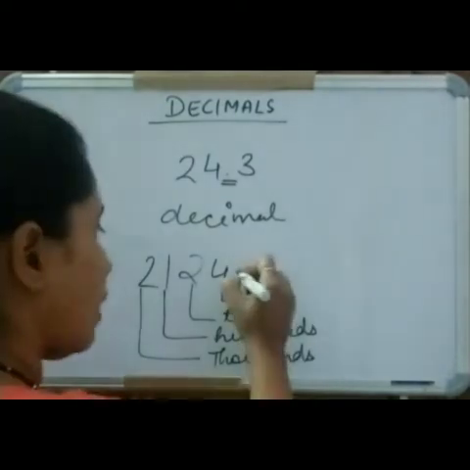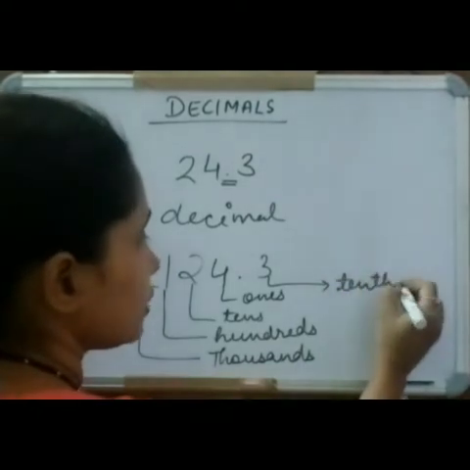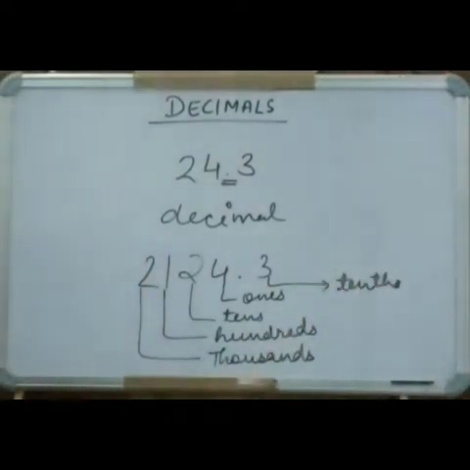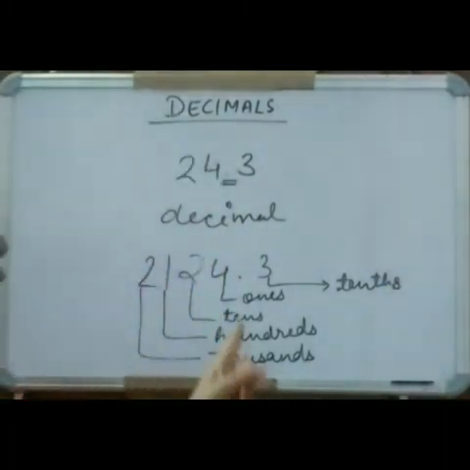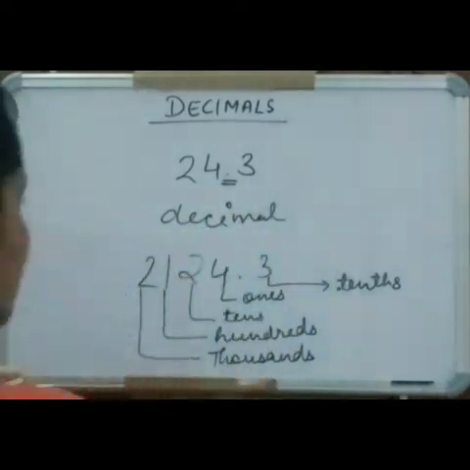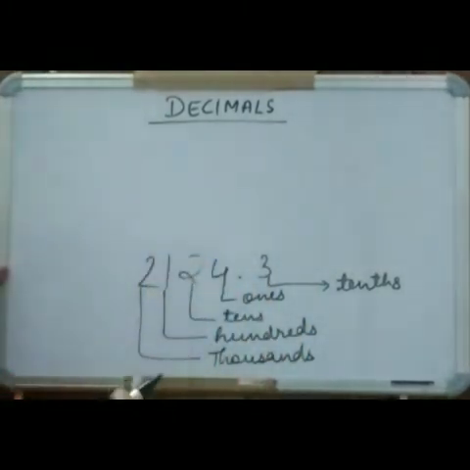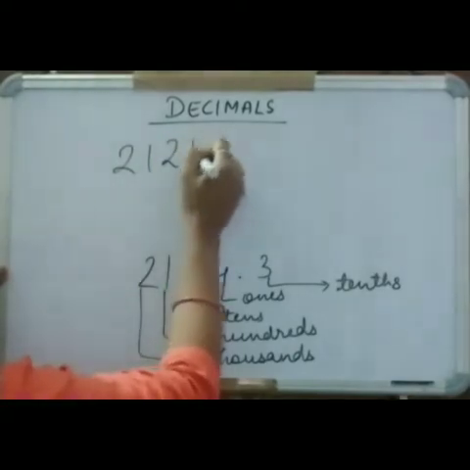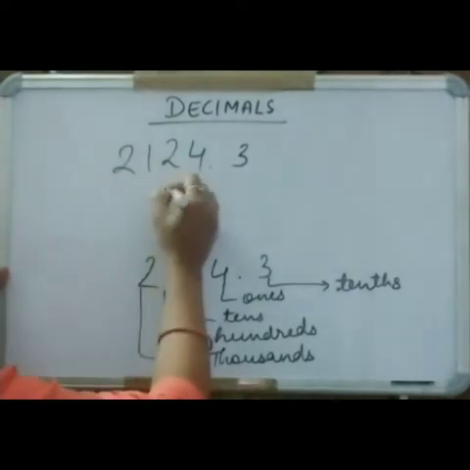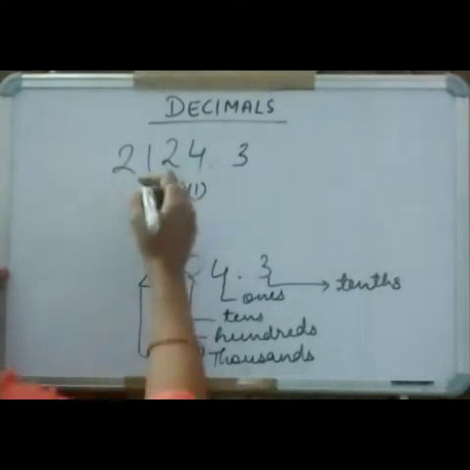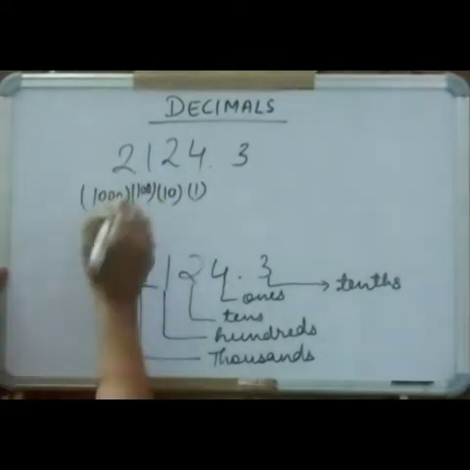Now, if we talk about after the decimal, this one will be tenths. So we used to write it as tenths. Now look at the number. This is ones, so we write 1. This is tens, so this is 10. This shows the value 10, this shows 100 and this shows 1000.